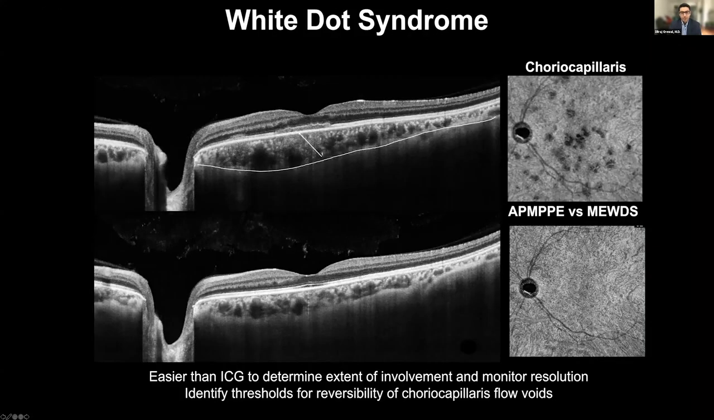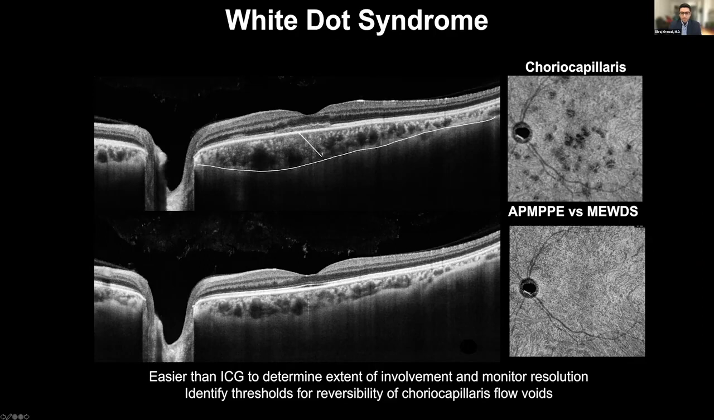In cases of white dot syndrome, a combination of OCT and OCT-A along with en-face imaging is very helpful to try to distinguish the extent of involvement. So you can see here there is involvement of the outer retina as well as the choroid with increase in the choroidal thickness and vascularity. But if you look at the choriocapillaris slab, there is presence of these choriocapillaris flow voids, and this is often more indicative of AMPPE as compared to MEWDS.